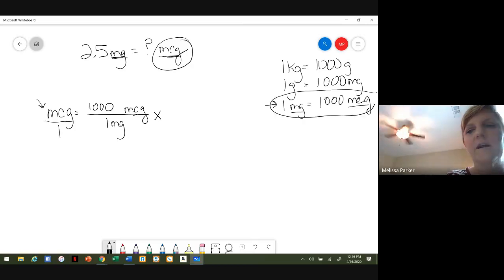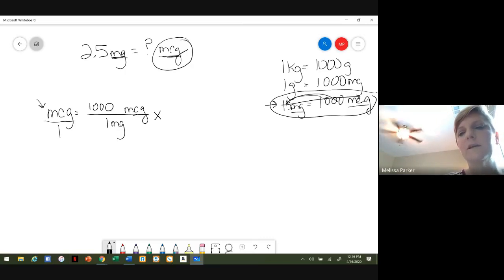This has to stay together as how it's written. I can't swap the 1,000 and put 1,000 milligrams and then 1 microgram. That doesn't work. It has to be just like this. 1 milligram is equal to 1,000 micrograms.